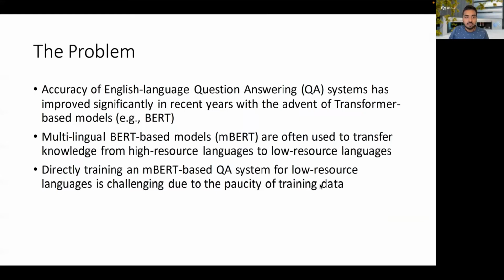So let's look at the problem of the existing methods. The accuracy of English language question answering systems has improved significantly in recent years with the advent of transformer-based models. Multilingual BERT-based models like mBERT are often used to transfer knowledge from high-resource languages to low-resource languages. But directly training an mBERT-based question answering system for low-resource languages is challenging due to the paucity of training data.